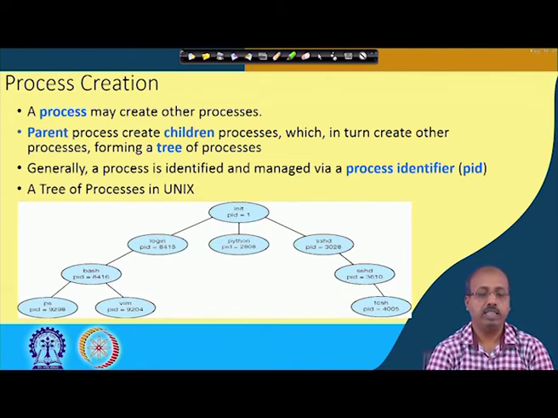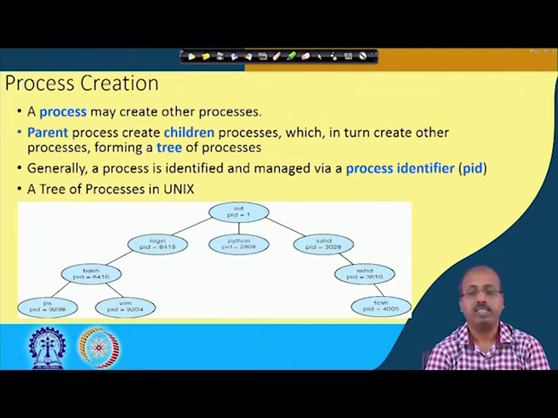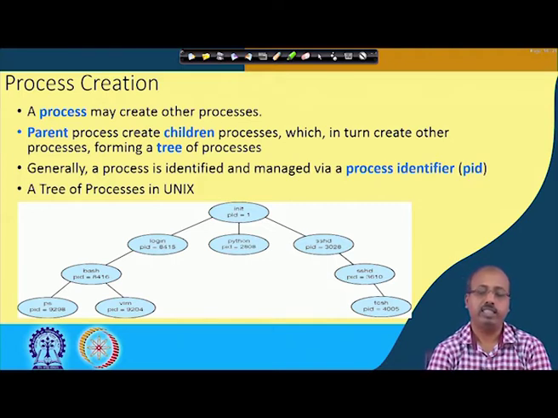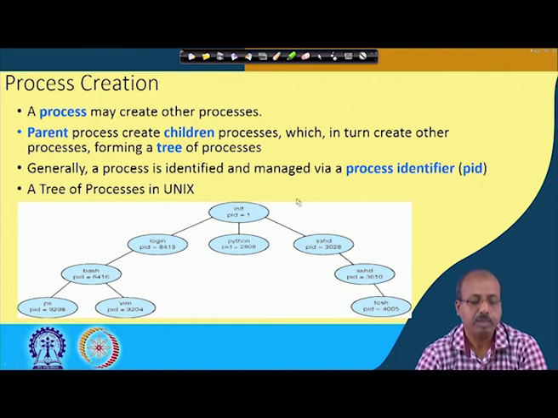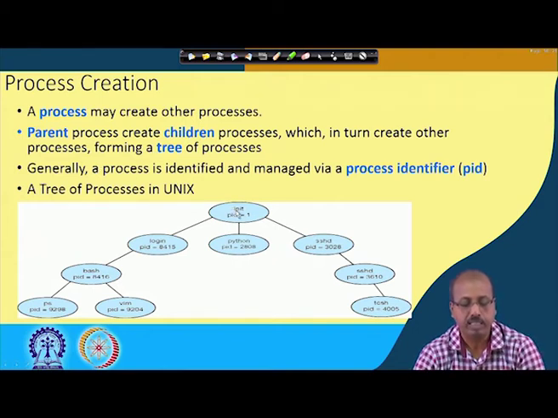Now, how do we create a process? One process may create other processes, and there is a parent child relationship between the processes. The parent process creates children processes, which in turn create other processes, forming a tree of processes. Here, this is the init process whose PID is equal to 1. In a Unix operating system, init is the first process that is created, and its PID is equal to 1.